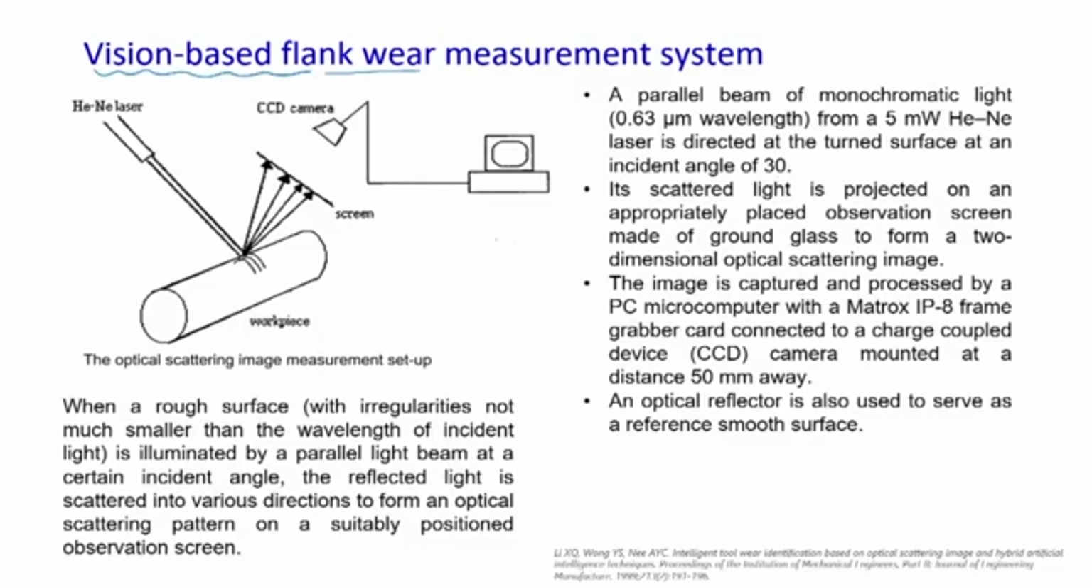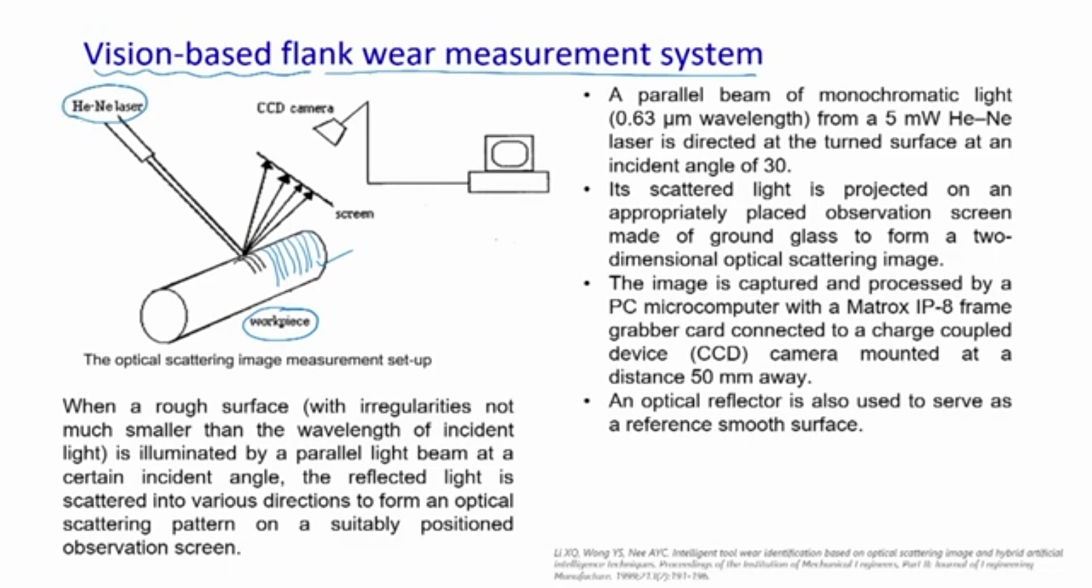Well, let us have a look at the case study. It is a vision based flank wear measurement system. As we have seen, the machined surface or the process surface can give us some indication of the tool wear. Here you notice a workpiece, and the workpiece is having serrations or roughness on its surface. Can this profile be used to find out the tool wear? To find out the tool wear, we are using a HeNe laser.